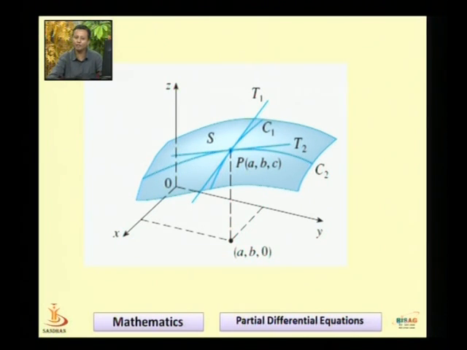Similarly, the partial derivative with respect to the y variable means finding the intersection of the given surface, represented by z equal to f of x y, and the plane x equal to a. The point a, b, c is on that curve, and it is also on the surface, and so the slope of the tangent to the curve of intersection of x equal to a and the surface z equal to f of x y is given by del f by del y.